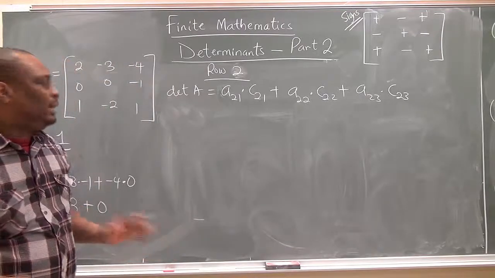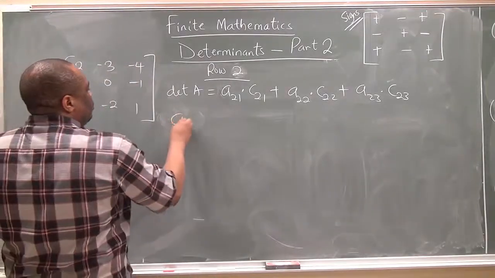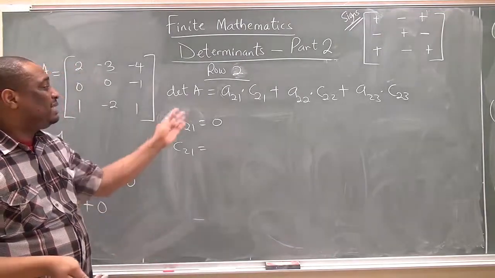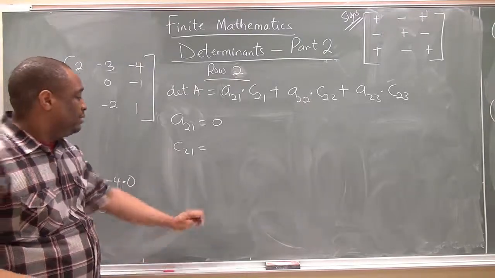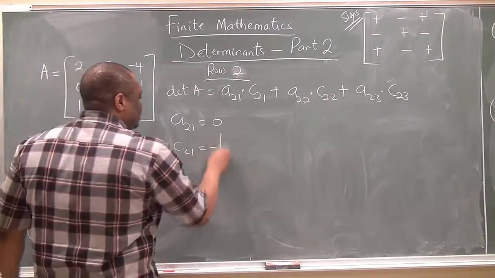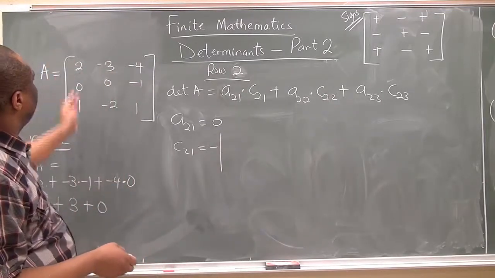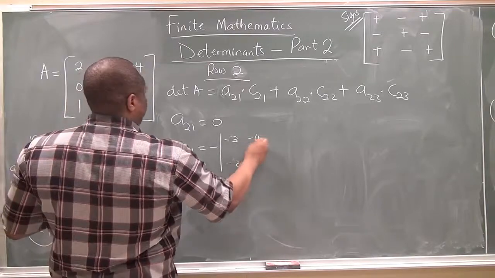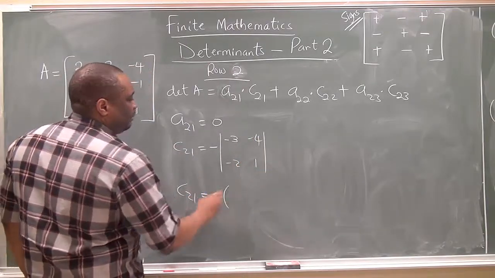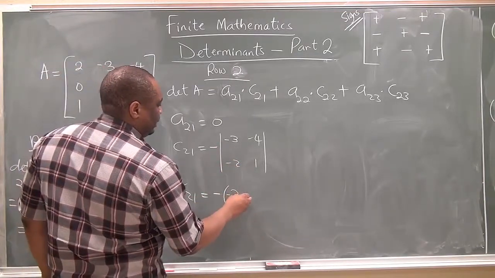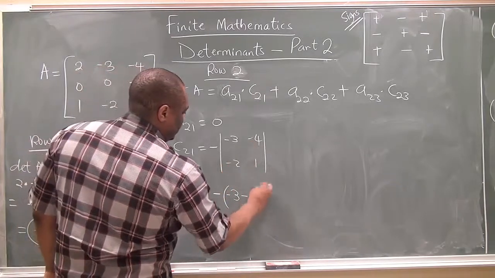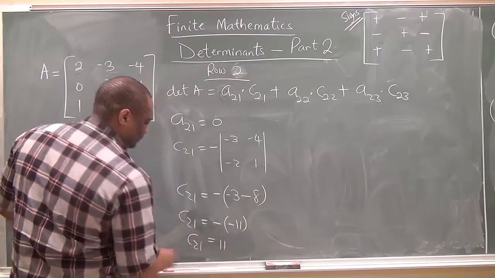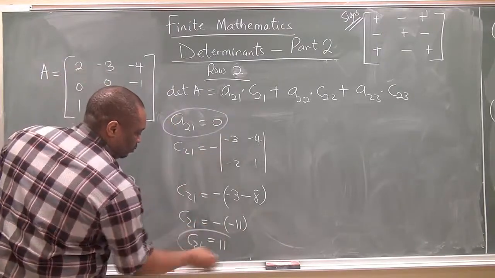Now we are supposed to get the same answer. A21 is what? 0. So C21, you really don't need to do C21 because 0 times that will give you 0. But let me just go ahead and do it. 2 plus 1 is 3, so this is minus determinant. C21 will be negative 3, negative 2, negative 4, and 1. So C21 will be minus, parentheses, negative 3 times 1 is negative 3, then minus negative 2 times negative 4 is 8. So C21 will be minus negative 11. So C21, minus minus 11, is 11. So A21 is 0, C21 is 11.